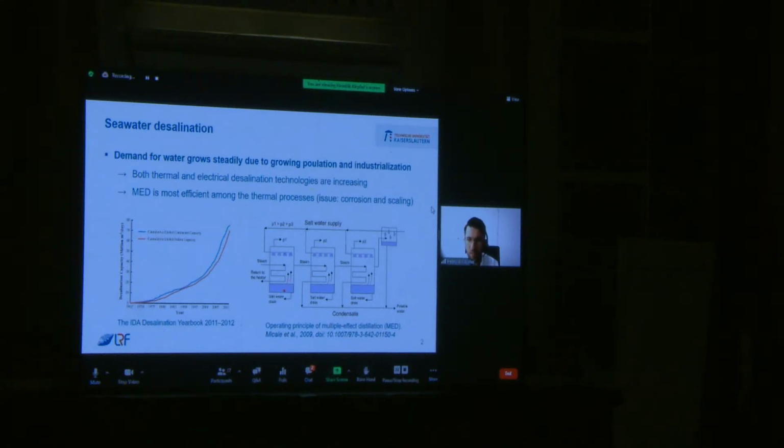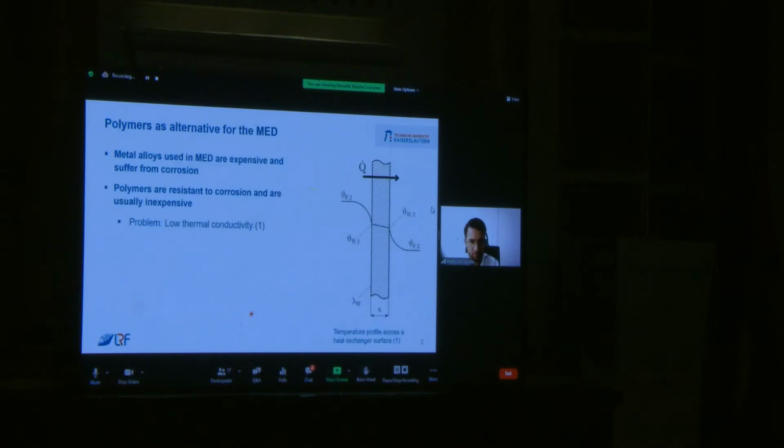The steam generated in each stage is used in a subsequent stage to evaporate further water, which increases the efficiency of the process. However, the sometimes very high salt content of the water can cause problems with corrosion and fouling in the process, which is why expensive metallic materials such as titanium alloys have to be used.